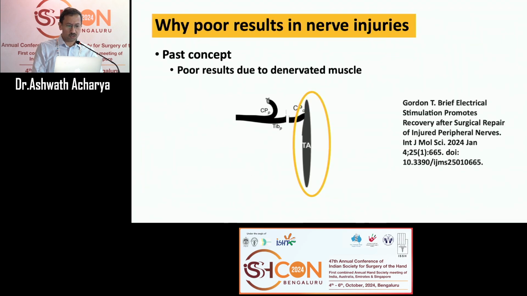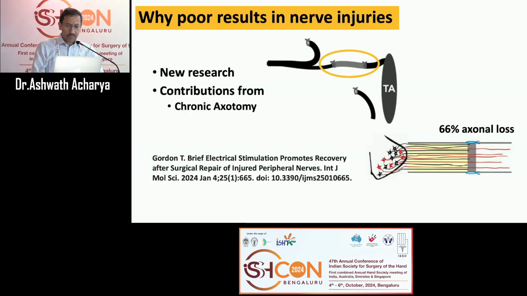So this was one of the recent concepts which was told. And why do poor results happen? The earlier concept, which we still follow, which is still there in our awareness, is the concept of myoneural junction, the degeneration or denervation of the muscle. But now, based on experiments, new research says that a significant contribution is coming from the loss of neuronal cells at the spinal cord.